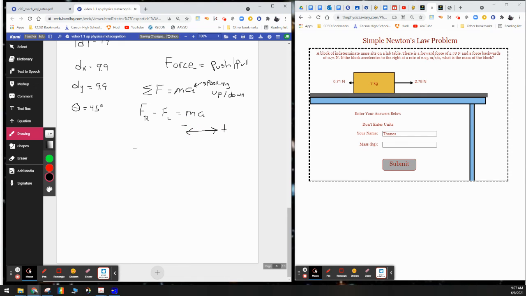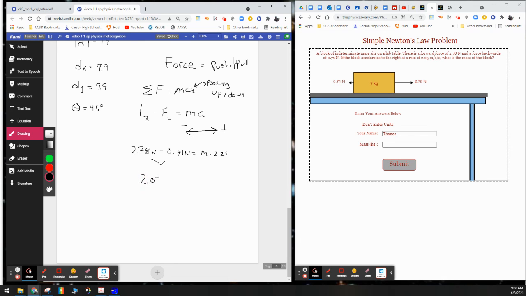So what's the force going to the right? It looks like 2.78 newtons, minus 0.71 newtons, is equal to mass, that's m, times the acceleration, which was 2.25. So we've got to solve for mass. If I do 2.78 minus 0.71, that should give me 2.07.